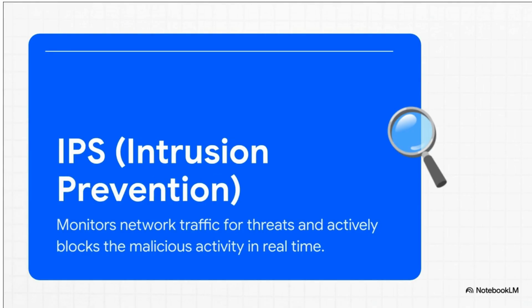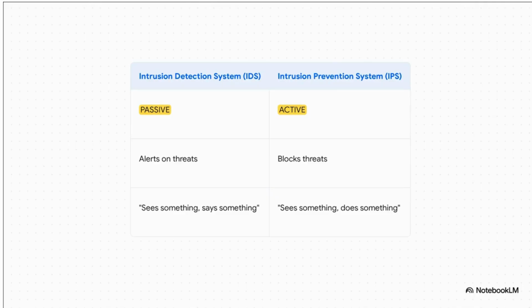Now, an IPS, or intrusion prevention system, takes that a huge step further. It isn't just a camera, it's an active security guard. It watches the traffic just like an IDS, but the second it spots a threat, it leaps into action and blocks that malicious activity right there in real time, stopping an attack before it can do any damage. Now, this slide is really important because it sums up the key difference you absolutely need to know. Just remember it this way. IDS is passive detection. It sees something and says something. IPS is active prevention.